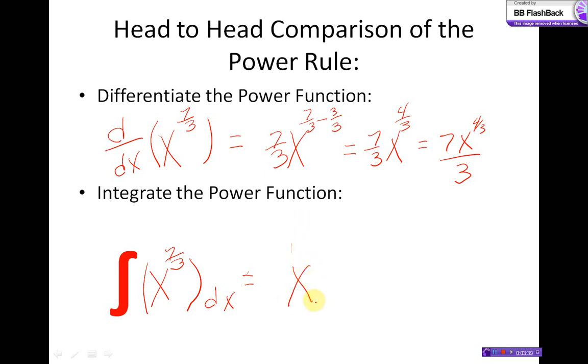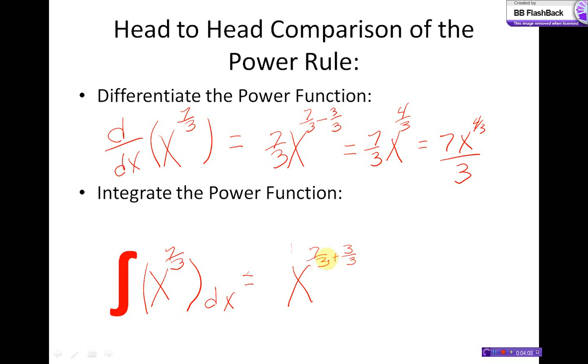Now the first thing we do with integration is what was the second thing we did with differentiation. And what we did second with differentiation is we subtracted 1. So the first thing we're going to do with integration is the inverse operation of that. We're going to take 7/3 and we're going to add 1, which is 3/3, same thing.